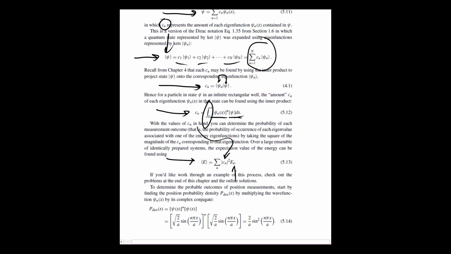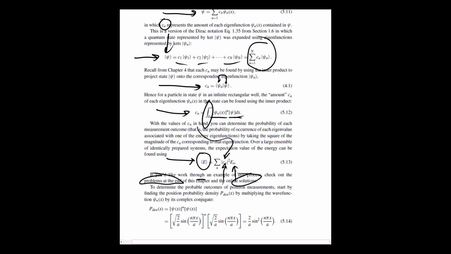The possible outcomes are represented by E sub n. The amount of each of the corresponding eigenfunctions is C sub n. So when you take the square magnitude of those C sub n's, multiply it by each eigenvalue and add those up, that's the expectation value for the energy. You can see that in action looking at the problems at the end of this chapter, and the solutions in the app or online will walk you through it if you need help. So that's how you find the energy expectation value.